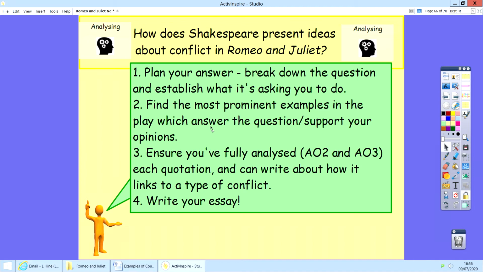and how it links to a type of conflict. So then you can, and it doesn't matter in which order you do these. As I said before, when you're petalling paragraphs, you don't have to do point, evidence, technique. You can mix and match.